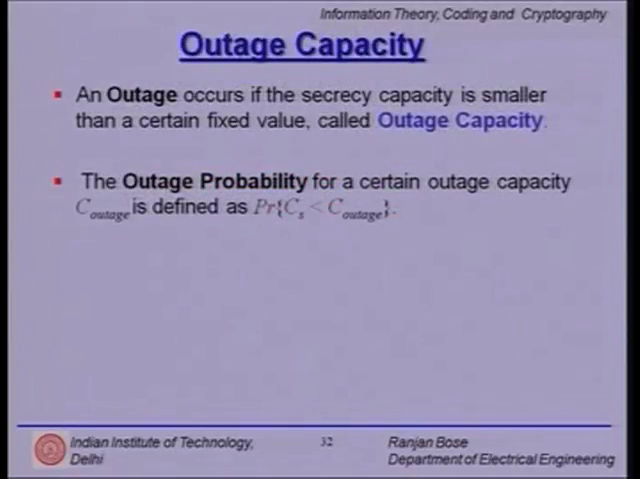Now, let us define the outage capacity. First, an outage occurs if the secrecy capacity is smaller than a certain fixed value called outage capacity, and the outage probability for a certain outage capacity C_outage is defined as the probability that Cs is less than C_outage. These are used to characterize and compare different secure communication schemes using physical layer security techniques.